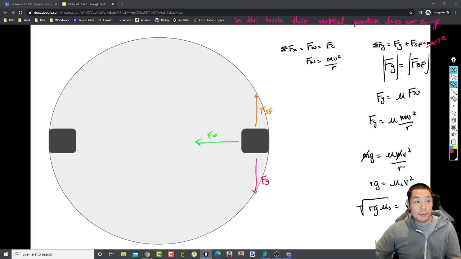And now we're going to do the same thing, but we're going to do a horizontal turn. Any questions on this before I move on? Sorry, my screen is all messed up now.